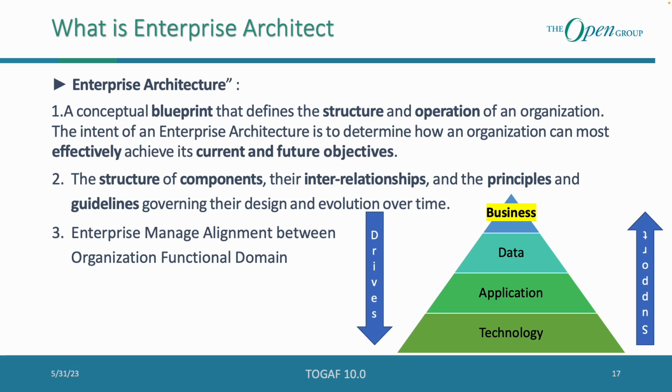The purpose of enterprise architecture, including the BDAT framework, is to manage the alignment between the organization's functional domains. It facilitates a comprehensive understanding of how these domains work together to achieve the organization's overall goals and objectives. By aligning these domains, enterprise architecture enables improved communication, collaboration, and coordination across various departments and business units.